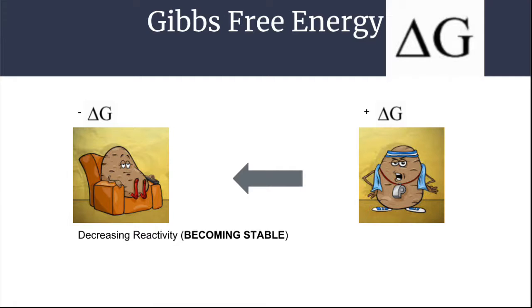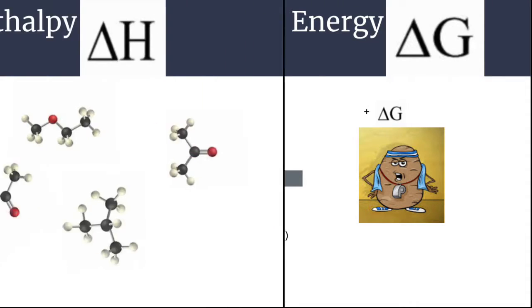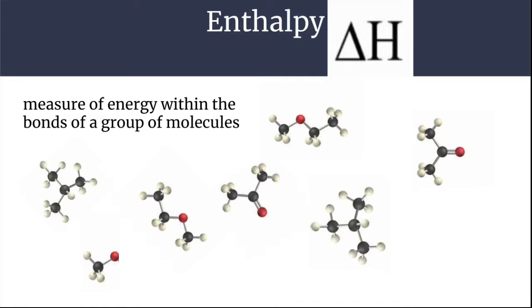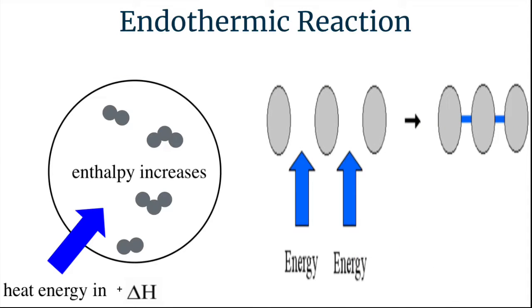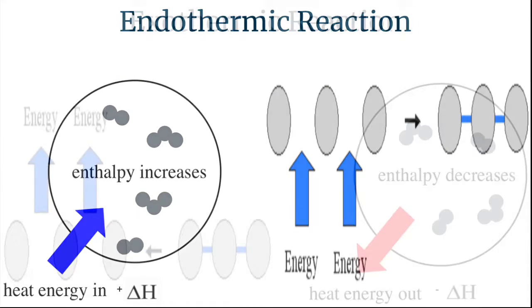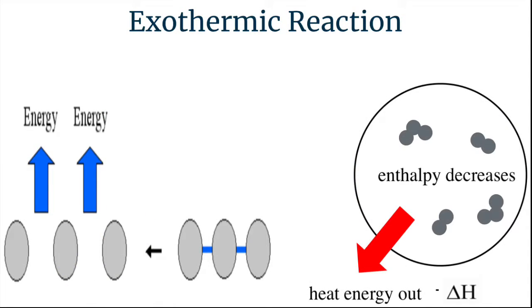Now you may be wondering, how do the molecules even gain or lose their energy in the first place? Well, this is where we get onto the next term, enthalpy. Enthalpy is the measure of energy within the bonds of a group of molecules. When energy, usually in the form of heat, is absorbed into the bonds of the molecules, enthalpy increases. But when that energy leaves the molecules, the enthalpy decreases. These processes are denoted by a negative or positive delta H. When energy comes in, it's called an endothermic reaction, but when it comes out, it's called an exothermic reaction.